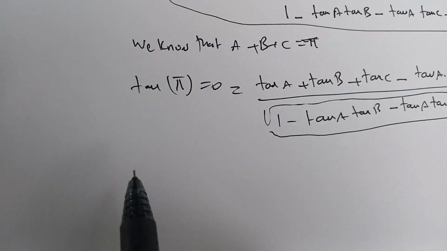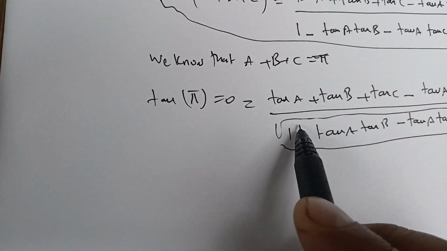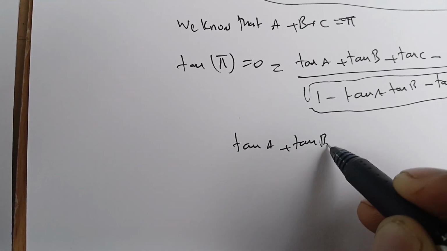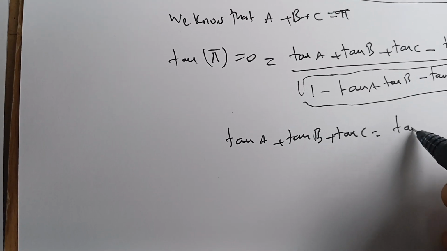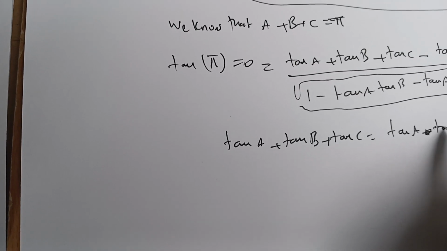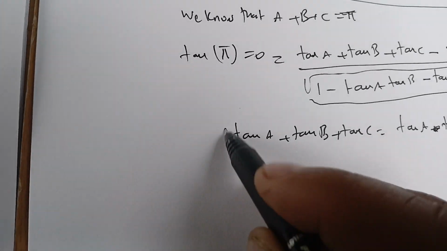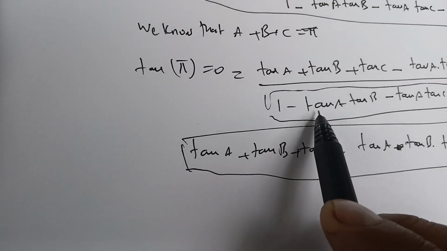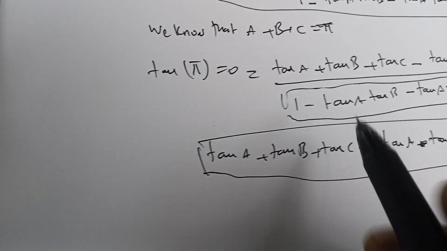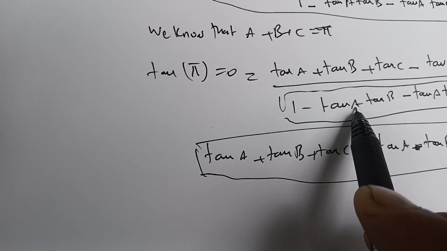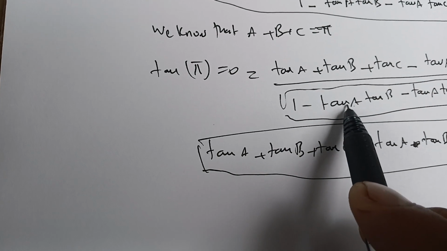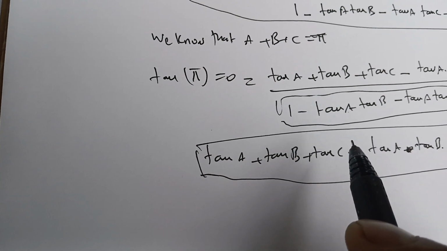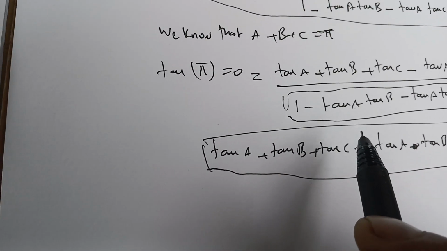So to conclude, we can say if the denominator is different from 0, then we have tangent A plus tangent B plus tangent C is equal to tangent A times tangent B times tangent C. Okay? The only time when the denominator is 0 is if A is pi over 2, where the tangent is not defined. Remember that if we have pi over 2, we can't divide by the cosine.